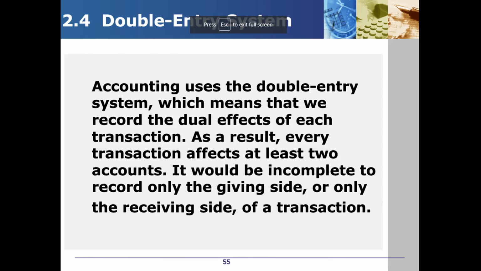Next. Subtopic 2.4 Double Entry System. Accounting uses the double entry system, which means that we record the dual effects of each transaction. As a result, every transaction affects at least two accounts. It would be incomplete to record only the giving side, or only the receiving side, of a transaction.